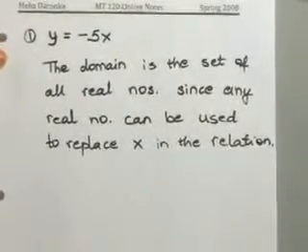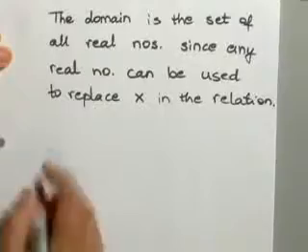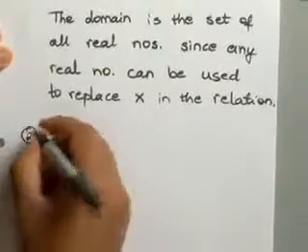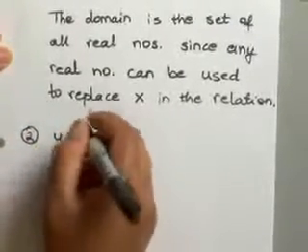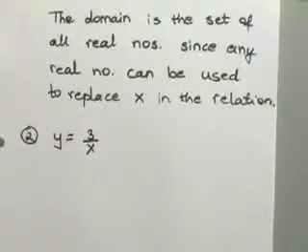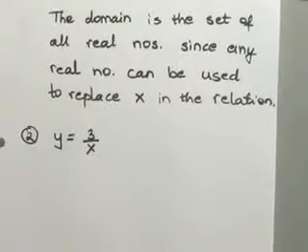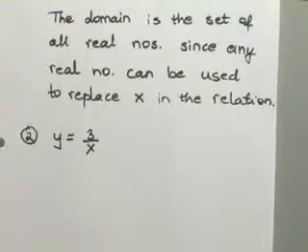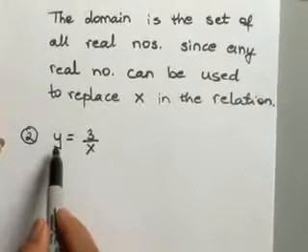Okay, so that was our first example. Let's look at another one here. y equals 3 over x. Again, you want to try and apply the same logic here. Try and plug in any real number for your x and see what sort of values you come up with for your y. Now there will be one restriction to this example.